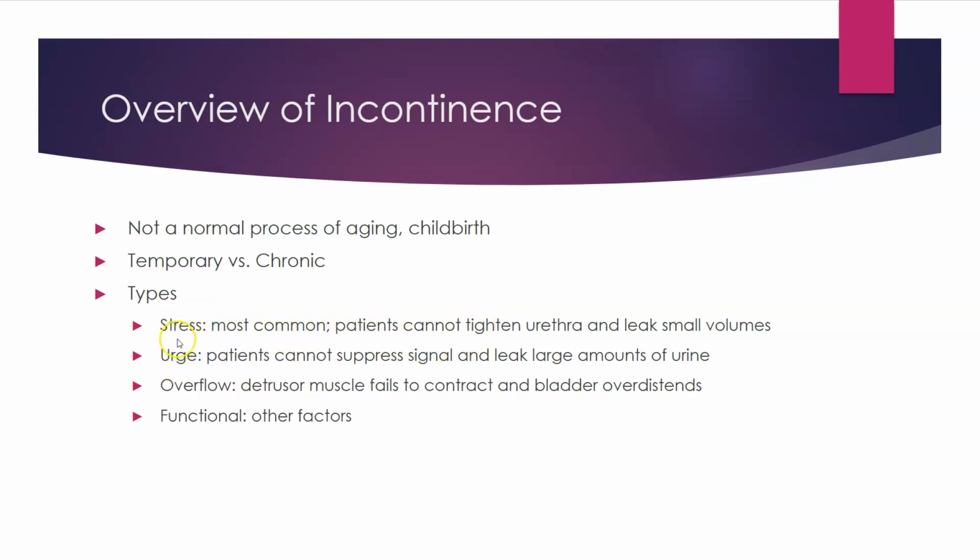Urge incontinence, so they suppress that signal to the point that they don't feel it anymore, and then when they do go, they just have to release. Overflow, so the muscle fails to contract, the bladder overdistends, and causes complications that way. And then finally, functional. There are just other factors that lead into this where they cannot control their urine.